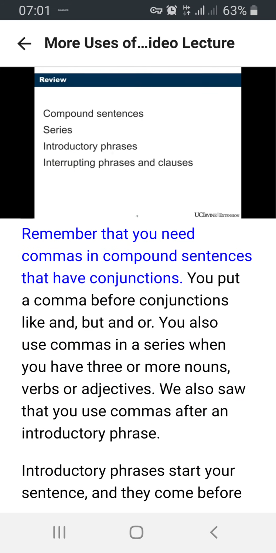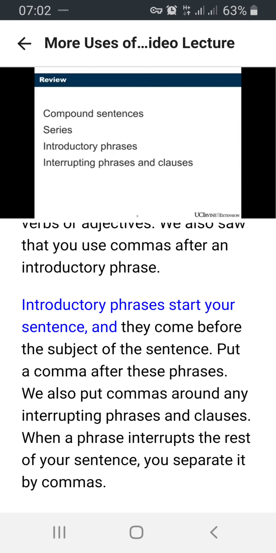Let's review. Remember that you need commas in compound sentences that have conjunctions. You put a comma before conjunctions like and, but, and or. You also use commas in a series when you have 3 or more nouns, verbs, or adjectives. We also saw that you use commas after an introductory phrase. Introductory phrases start your sentence and they come before the subject of the sentence. Put a comma after these phrases.